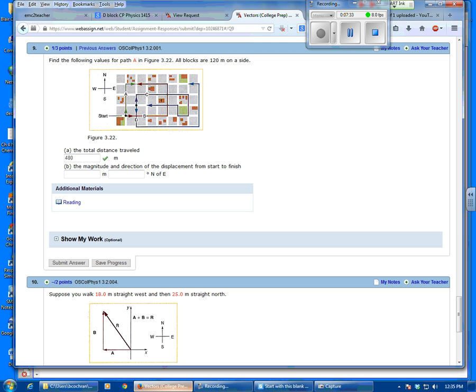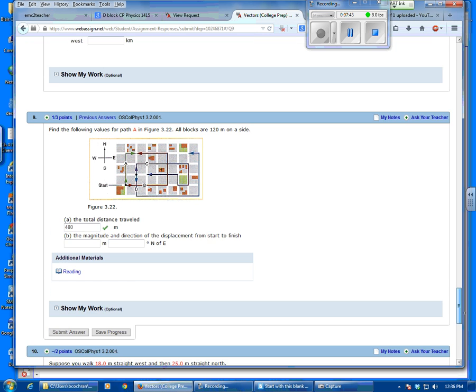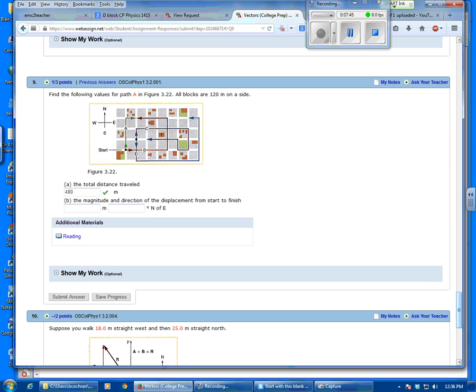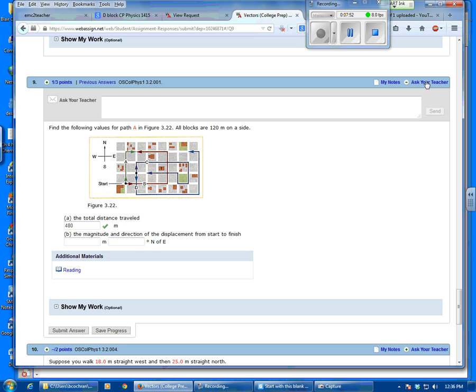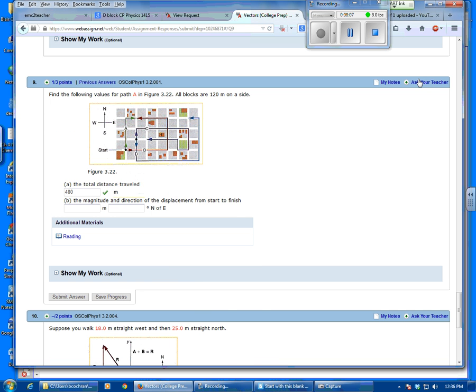If you're really stuck on one, you also have things over here. Notice you can add your own notes to it. You can also put in things down here that say show my work. And if you hit ask your teacher on any problem, you can write me a little note, say, hey, I'm not getting this one, what am I doing wrong? Or, hey, I'd really love to see this one done in class on Tuesday. So that's available on every question.